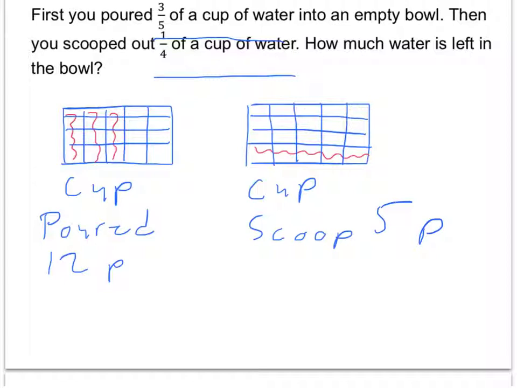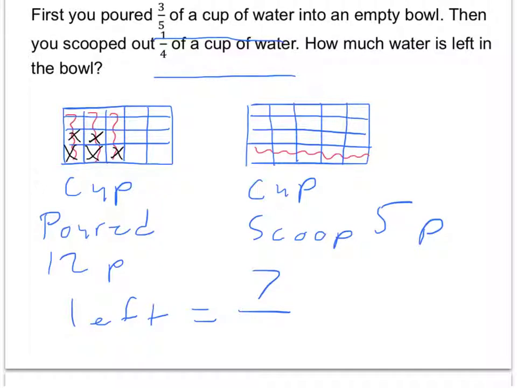So we poured in 12 pieces. We're going to scoop out 5 pieces. And so let's X out the 5 pieces that we're going to scoop out. 1, 2, 3, 4, 5. And so what's left after we scoop out the 5 pieces is, well, what's left? We've got 1, 2, 3, 4, 5, 6, 7. So we've got 7 pieces left.